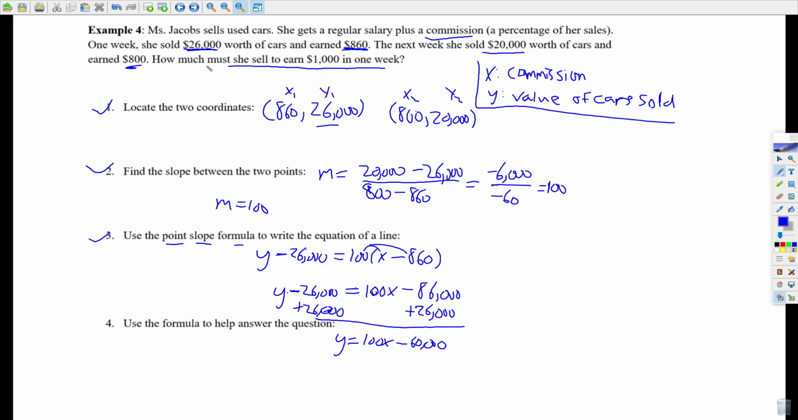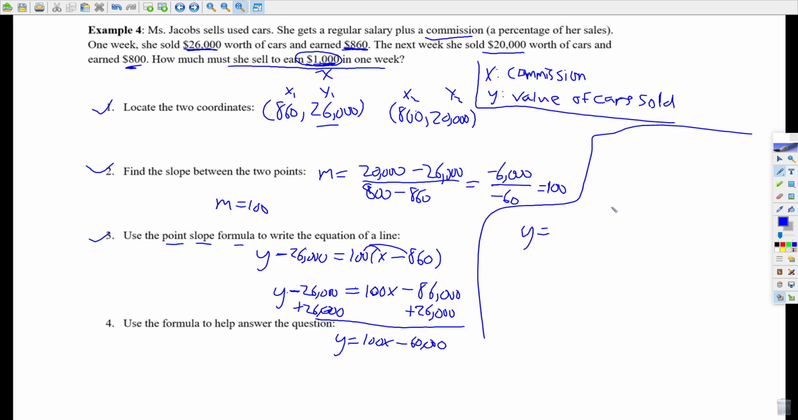It says, how much must she sell to earn $1,000 1 week? So now we have the formula. Where does the $1,000 go? If she's earning that, that would be like her commission, right? That's going to go in for, if you look over here, commission is X. So we plug 1,000 in for X and solve. So I'm going to put it over here a little bit more.